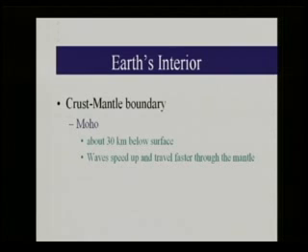The crust-mantle boundary, as we move from the surface of the Earth through the crust into the mantle, is marked by the Moho, this discontinuity that's about 30 kilometers below the surface of the Earth. And waves are going to speed up and travel faster through the mantle. Now, why do you suspect that? Why do waves speed up?